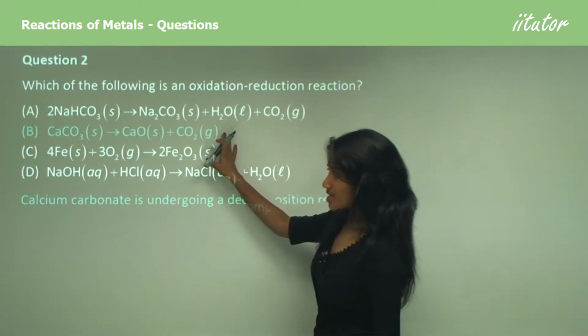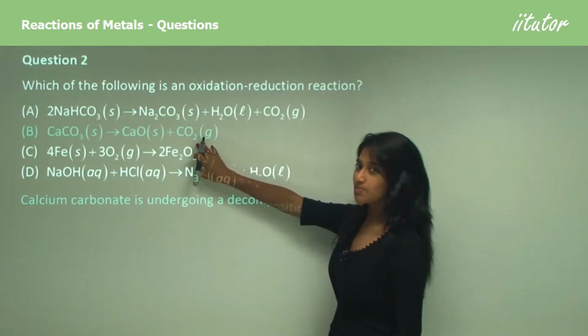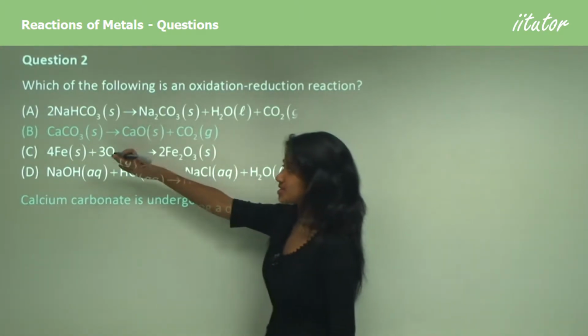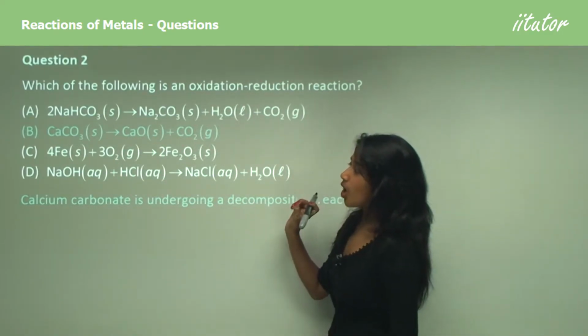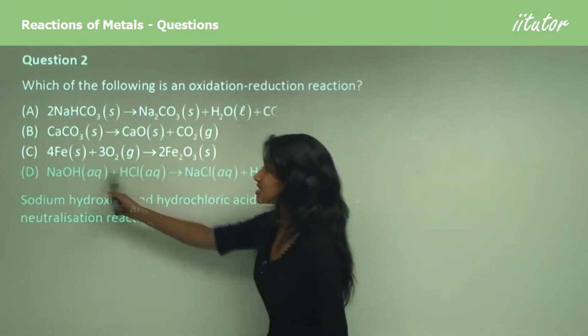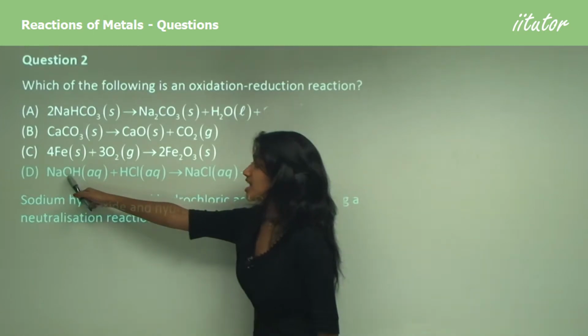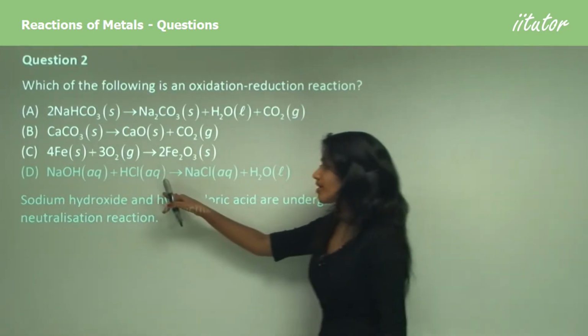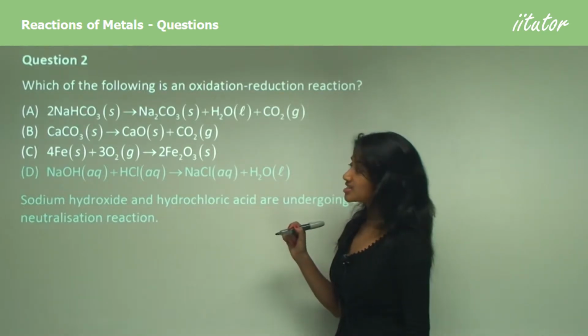Moving to option B, we have again a decomposition reaction happening. So option B is not the answer because decomposition cannot provide oxidation reduction reactions. Option D is an acid-base reaction. You can see HCl is an acid and NaOH is a base. So when they react, it's a neutralization reaction. So option D is not the answer.